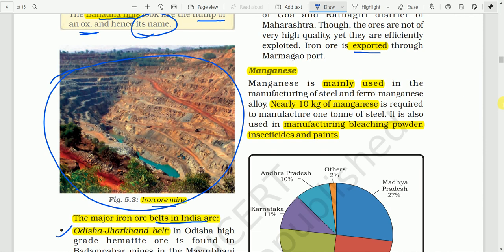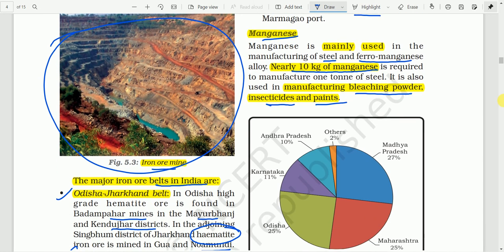Now let us read the text. Manganese is mainly used in the manufacturing of steel and ferroalloy manganese alloy. Nearly 10 kg of manganese is required to manufacture 1 ton of steel. So to manufacture 1000 kg of steel, we require 10 kg of manganese. And manganese is also used to manufacture bleaching powder, insecticide, and paints. So these are the uses of manganese.